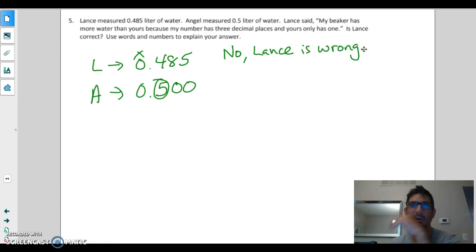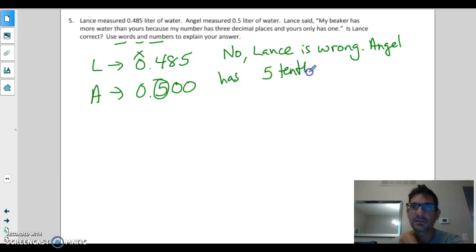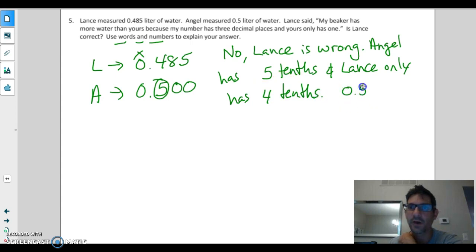And then why, how? Well, we use this, but I also want to use some words. See, it says words and numbers. Lance is wrong. Angel has 5/10 and Lance only has 4/10. And you can do this. 0.5 is greater than 0.4. Now I know there's other digits involved, but it doesn't matter because this is the place that tells you.